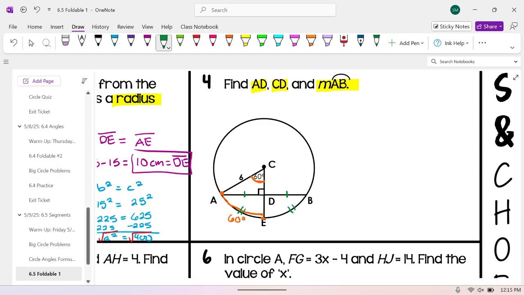So AE is 60 degrees, which means BE is what? 60 degrees. They're congruent. Thus, the measure of AB is equal to what? So we have two equal pieces, and those pieces make up the entire arc of AB. So how do I find what that arc measures? You just add them together. So what's 60 plus 60? 120 degrees. So this arc right here is 120 degrees.